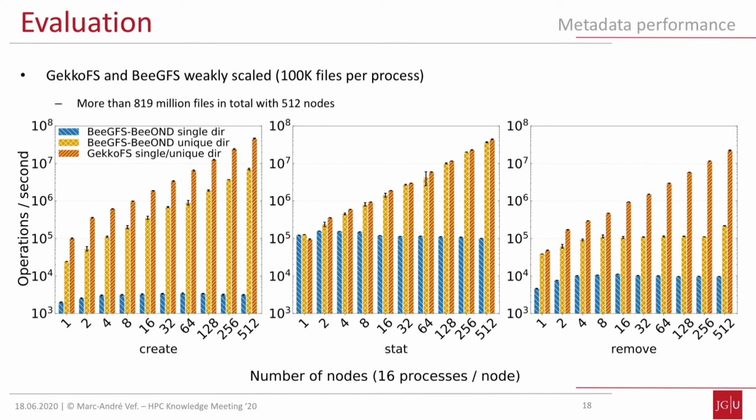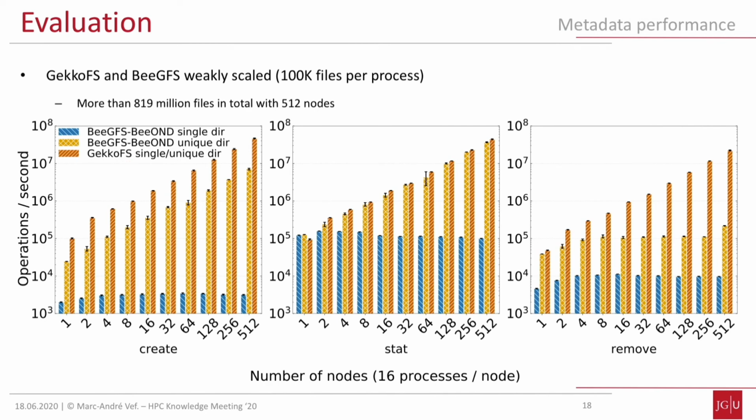In addition, for BGFS we compare the single directory and the unique directory case. In the single directory case, all files are put into the same directory, whereas in the unique case, each process is using its own directory. The rationale behind this is that in many file systems, metadata performance is higher if each process is operating on its own directory. For GekkoFS, it makes conceptually no difference if we use a single directory or a unique directory, because we are working on a flat namespace and the performance in both cases is the same.